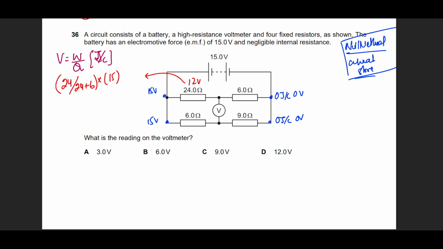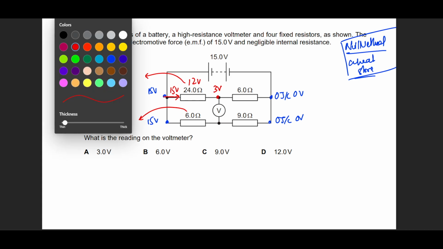What does that mean? It means that it received an electron of 15 volts. It consumed 12 volts for itself and is only left with 3 volts of budget for the next resistor that is incoming, according to the potential divider. Let's calculate for this one. So 6 divided by 6 plus 9 multiplied by 15, we get an answer of 6 volts.